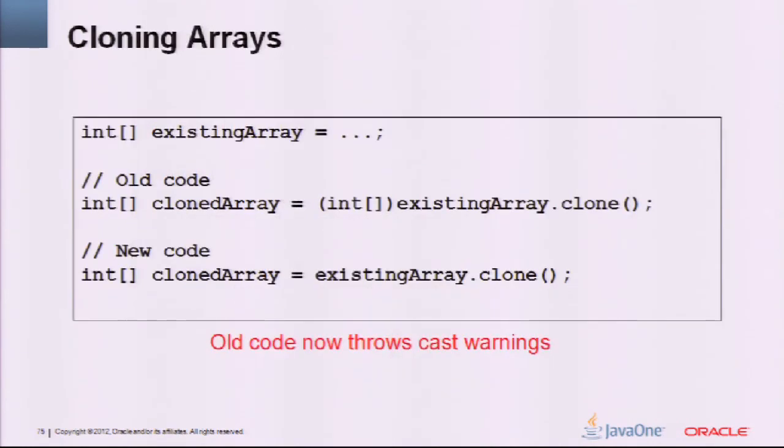Cloning arrays also. Covariant return types were also applied for cloning arrays. We have an existing array, which is an integer array, and then you try to clone it. Before Java 5, you would have to cast it to an integer array, because what you would get back is an Object. However, from Java 5 onwards, you do not need to do that cast because what you get back is an integer array. So here, even the API did not change, just the platform, the language changed, and again, we started getting additional redundant cast warnings.